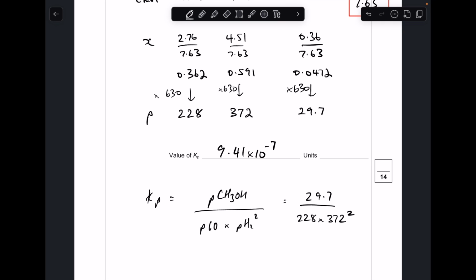So we'll just quickly look at the units. You can see you've got kPa on the top and kPa to the power 3 on the bottom. So we can cancel out 1 on the top with 1 on the bottom. So you're left with 1 over kPa squared, which is going to be kPa to the minus 2.